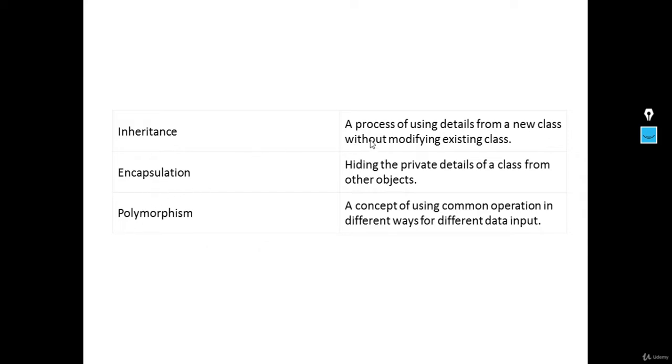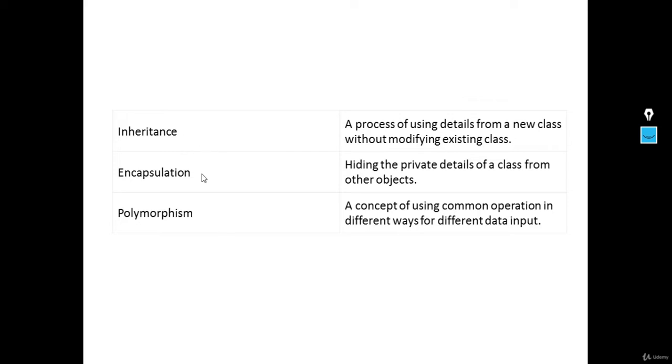Inheritance is a process of using details from an existing class in a new class without modifying the existing class. That means you have a parent class and a child class. The child basically inherits all the properties, all the attributes, all the methods into the child class. That means you can make use of all of the parent class methods in the child class. That is the importance of inheritance, and we'll see that in the next lecture.